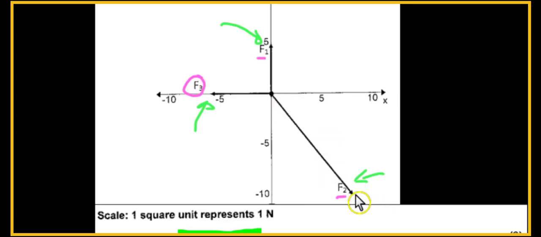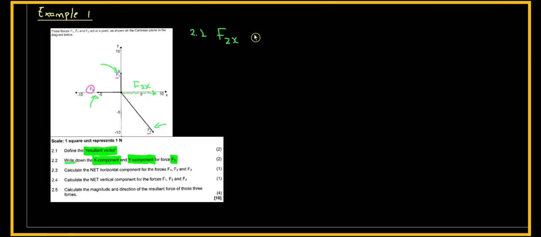What I'll do is I'll first of all break down this particular vector into its components. So the x component will be starting from the origin here and going in this direction here, so maybe up to that particular point here. Right, this is my f2x. If I read from this graph here, it's probably about 8. So 2.2, my f2x is equal to 8 newtons.